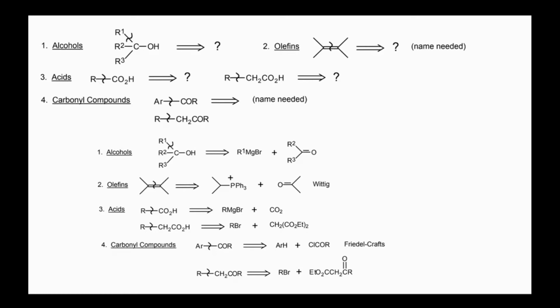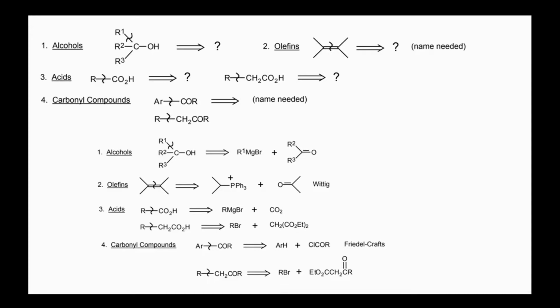So all you need is to learn this. So if you disconnect this R1, that will become Grignard reagent, and the other compound will become ketone. If you disconnect the alkene from this position, one side will become a phosphorus-containing ylide, and the other side will become ketone. That is called Wittig reaction.